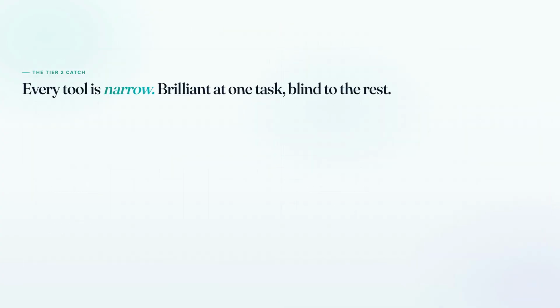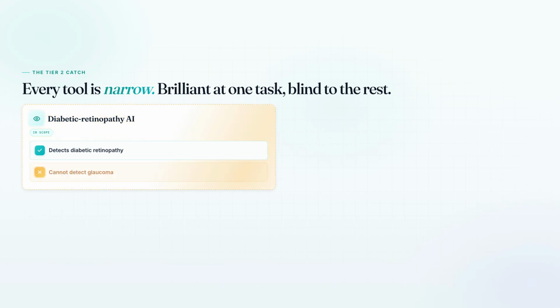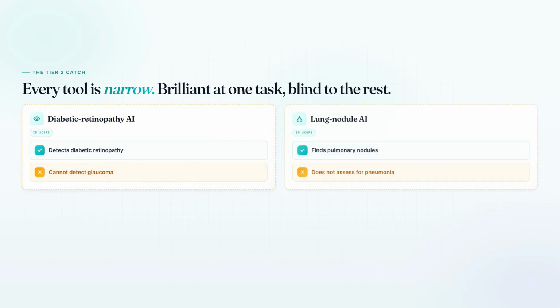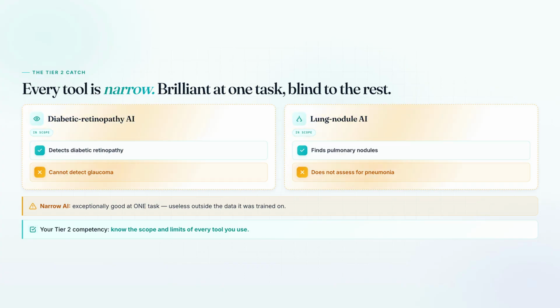But here's where it gets interesting. Every one of these systems has a specific narrow scope. The AI that detects diabetic retinopathy cannot detect glaucoma. The AI that finds lung nodules doesn't assess for pneumonia. These are narrow AI tools, exceptionally good at one specific task and completely useless outside the data they were trained on. Your Tier 2 competency is knowing the scope and the limitations of each tool you encounter.